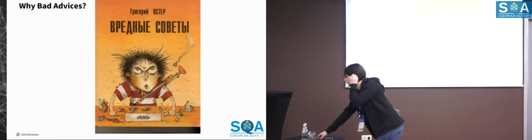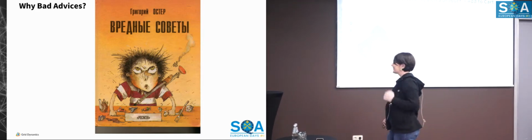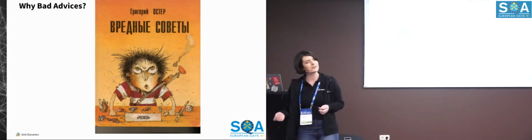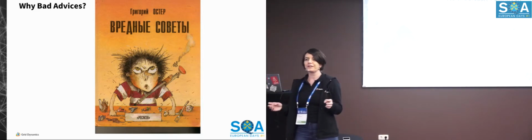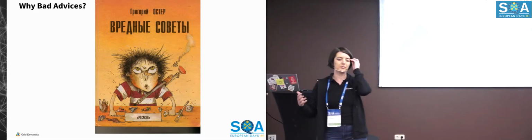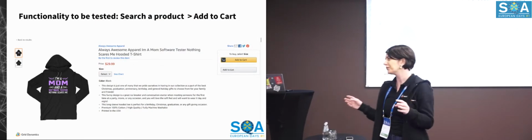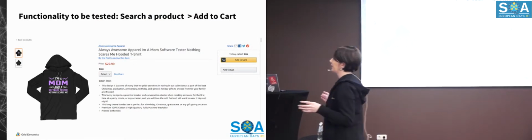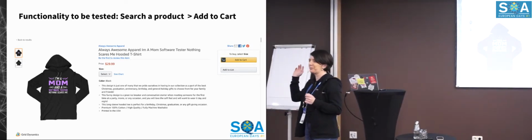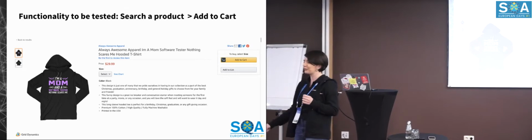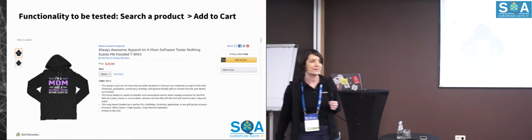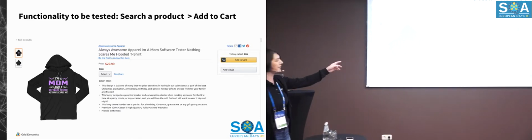So, as I already said, I'm working on e-commerce projects in Grid Dynamics, and today's examples will be from the e-commerce branch. We will search for some product on Gherkin and put it to the cart. You can imagine this hoodie as a project, this nice hoodie that I found on Amazon, and I now want such a hoodie for my birthday. I'm a mom and a software tester, nothing scares me.